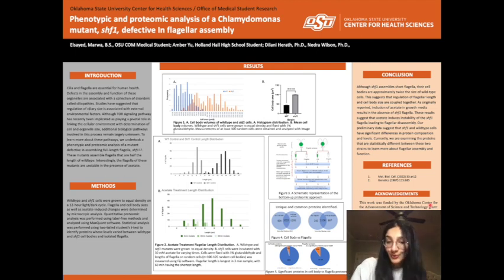Moving forward with this project, we plan to take these statistically significant proteins and further examine them to differentiate between these two strains and learn more about flagellar assembly and their functions.